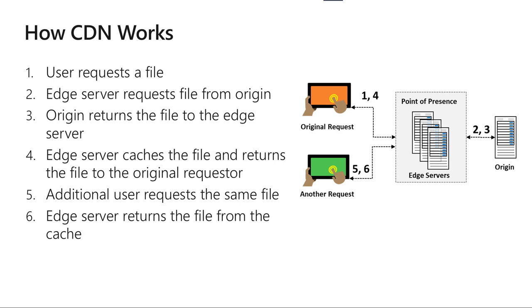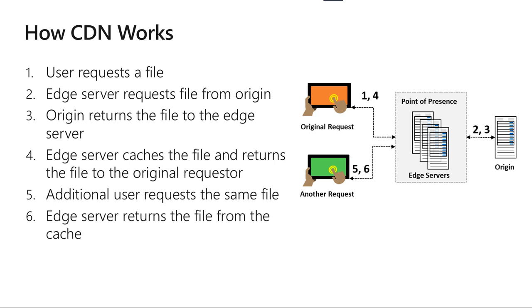So the six steps here. First, the user requests a file. If the edge server in the POP does not have the file in its cache, the edge server requests the file from the origin. The origin can be your Azure web app, Azure cloud service, storage account, or any web server. In the third step, the origin returns the file to the edge server, including optional HTTP headers describing the file's TTL. Next, the edge server caches the file and returns it to the original requester, let's say Bob. The file remains cached on the edge server until the TTL expires. Azure CDN automatically applies a default TTL of seven days unless you set up a caching rule in the Azure portal.